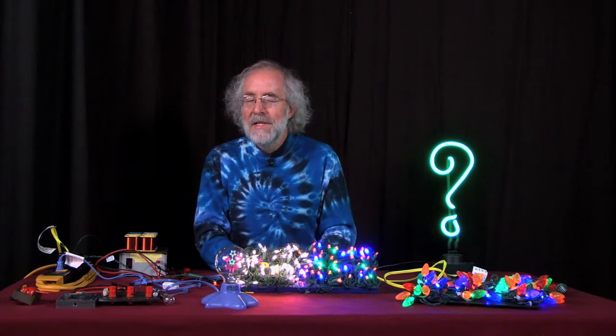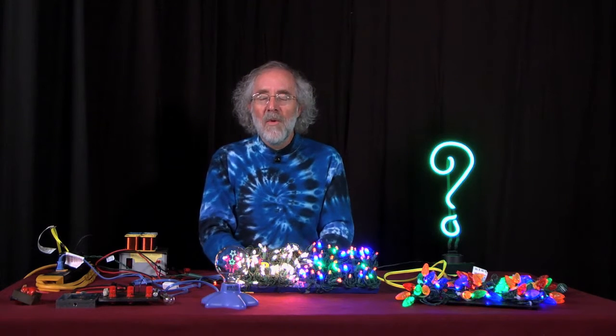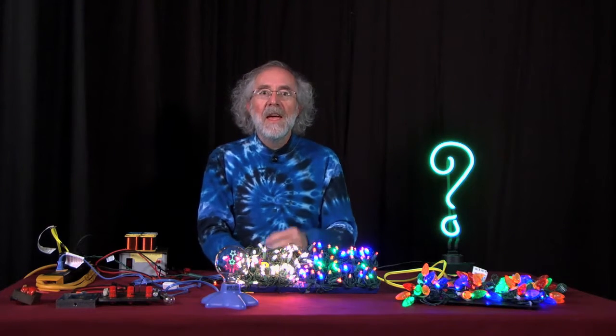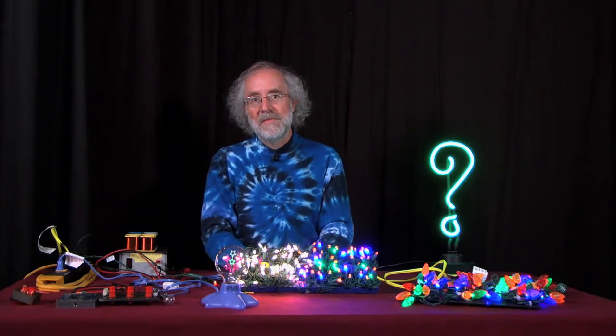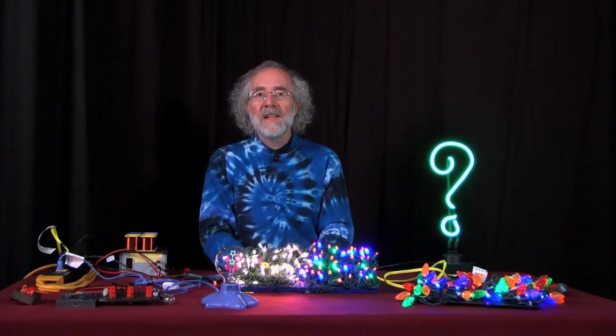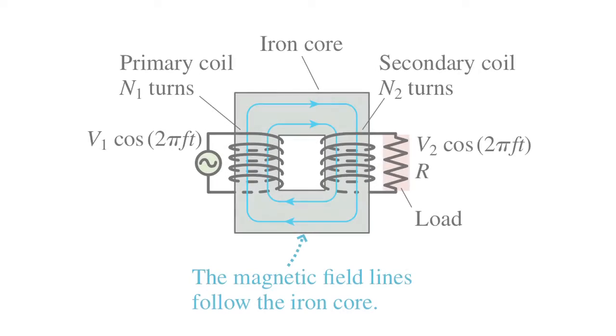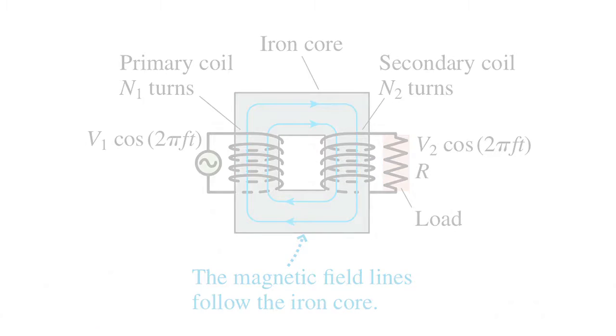But why do we use alternating current? In a word, transformers. And now we're going to take a look at transformers. And transformers are the second big part which we consider in chapter 26.